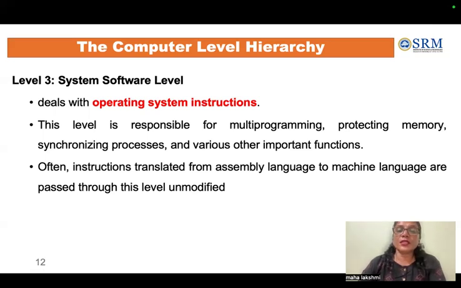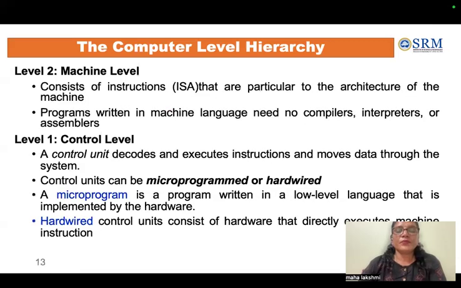Often these instructions, translated from assembly language to machine level language, are passed through the level unmodified. They will not be modified at this level. Level 2 is made up of machine language, machine levels. What do they consist of? The instruction set architecture, as we have already discussed in the hierarchy architecture itself. We have seen that in level 2, we have the instruction set architecture. They are particular to the architecture of the machine, so it will vary from architecture to architecture, depending on how the architectures are designed by different vendors. Based on that, they derive the instruction set for the corresponding architectures.